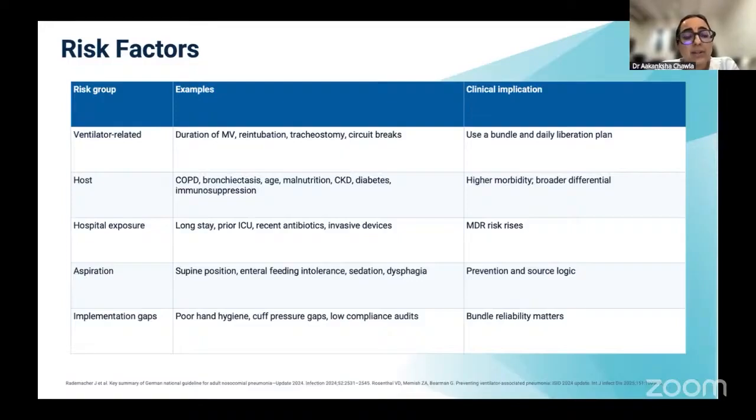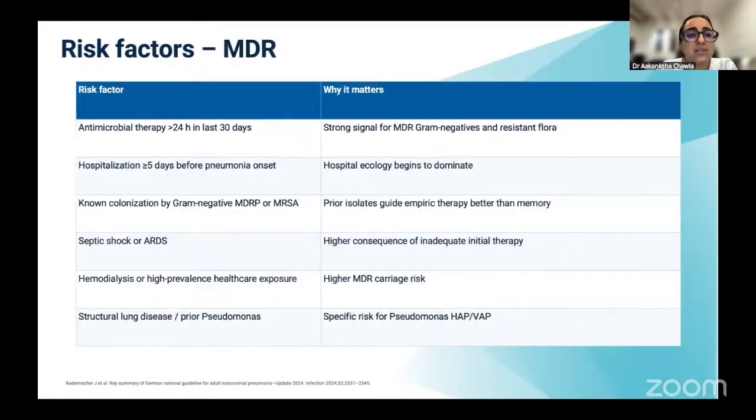Then the patient has been in for a prolonged stay in the hospital, or has had prior ICU admission, recent antibiotics, invasive devices, nursed in supine position, enteral feeding intolerance, sedation and dysphagia can lead to risk of aspiration. And of course, at the level of implementation as well, poor hand hygiene practices, cuff pressures are not checked daily, and the audits are not done properly. So these are also important aspects, especially in cases of prevention, and they pose as risk factors.